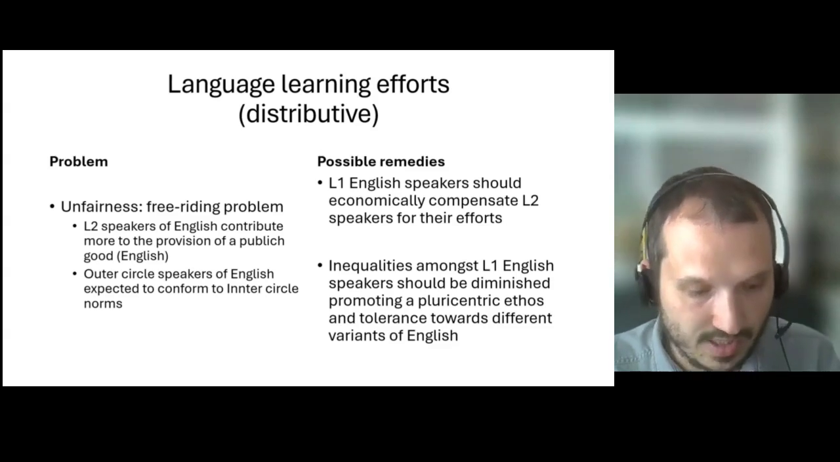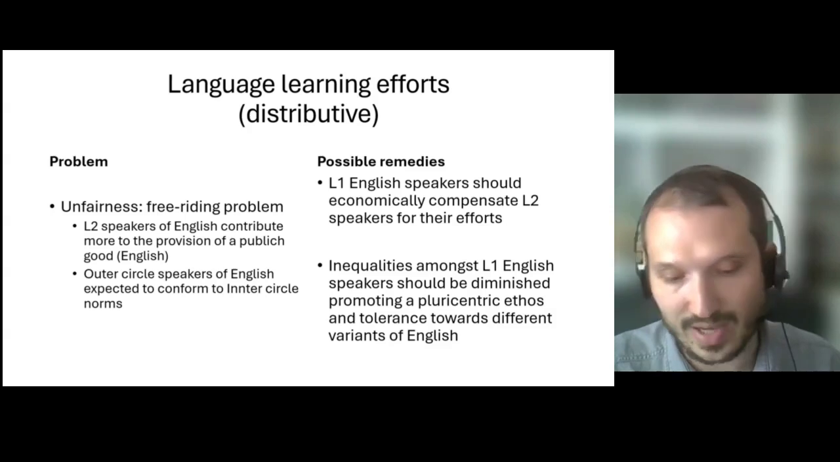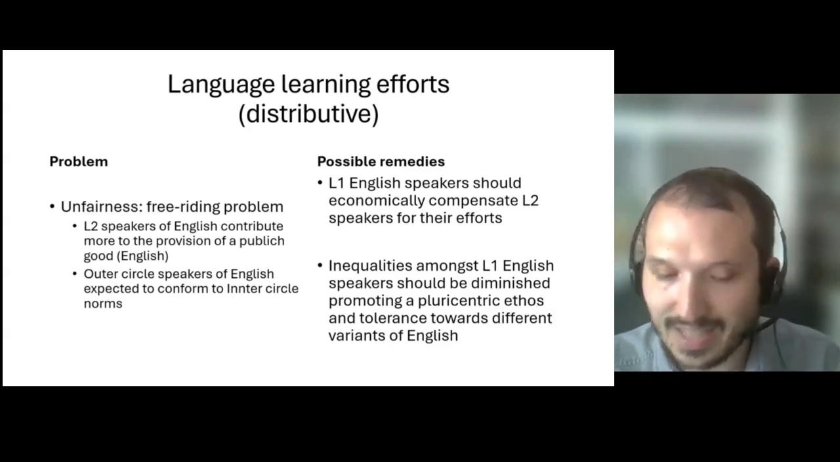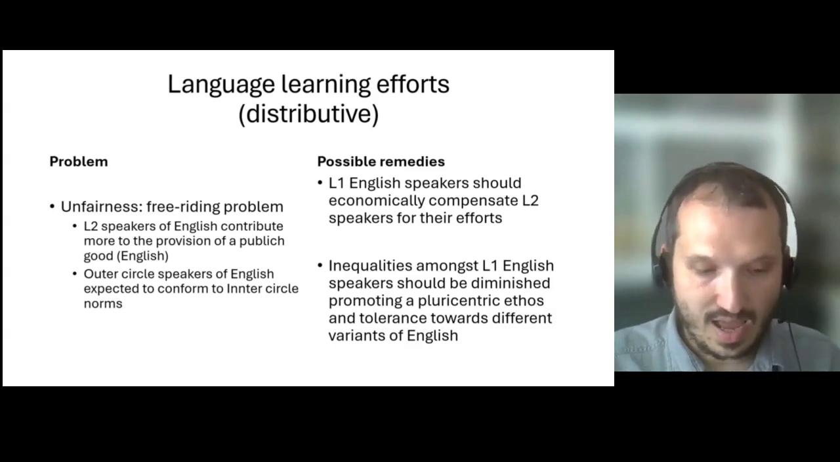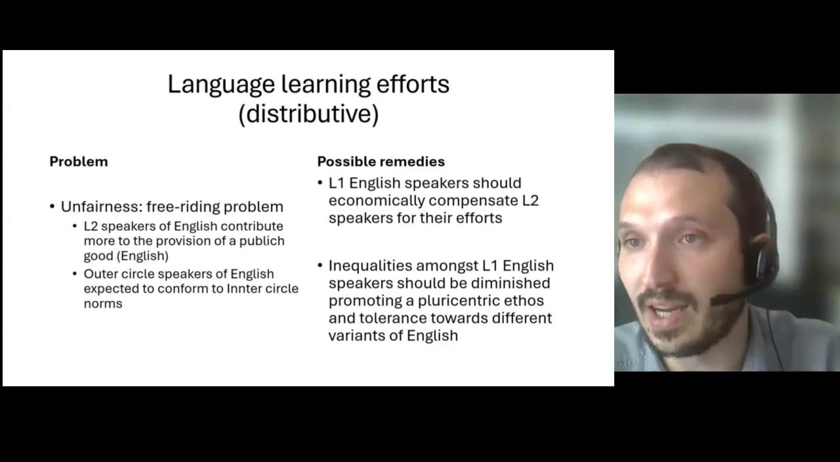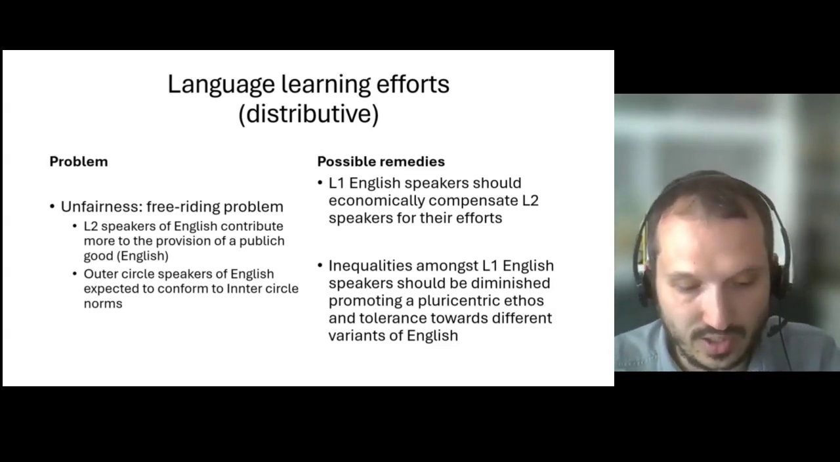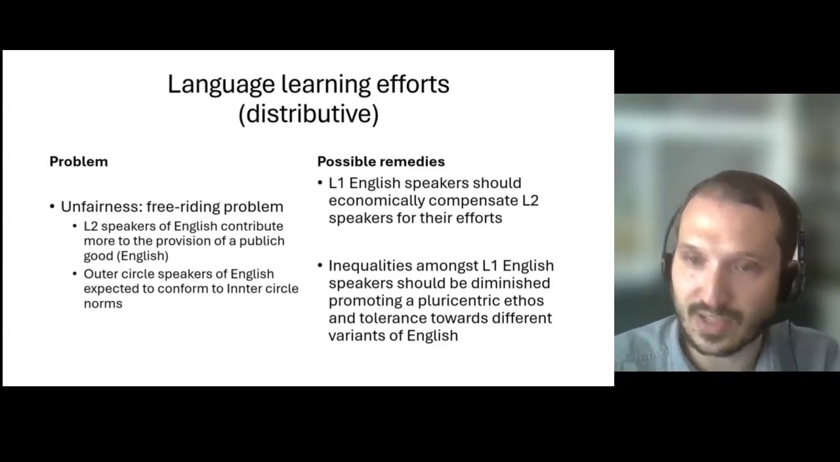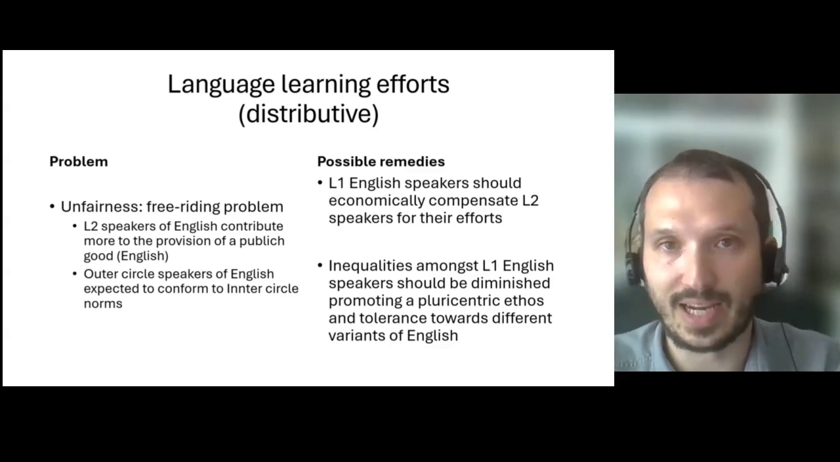So for such cases, it would surely be better to move in the direction of dismantling, eliminating, or diminishing the relevant linguistic hierarchies that situate one way to speak English as better than other ways to speak English, for instance, by encouraging the adoption of a more pluricentric ethos or greater tolerance of different varieties of English.